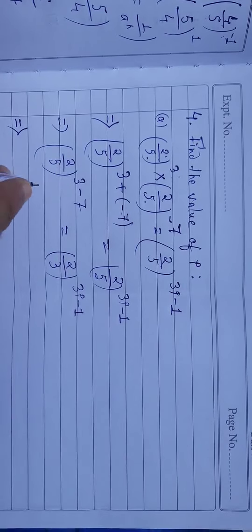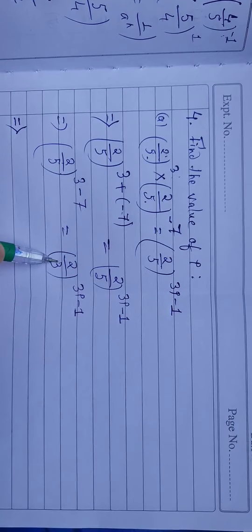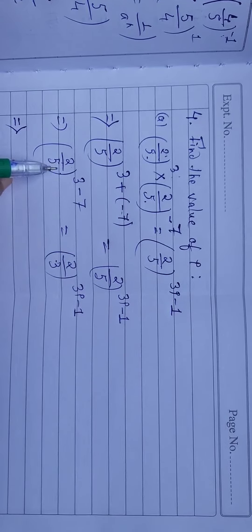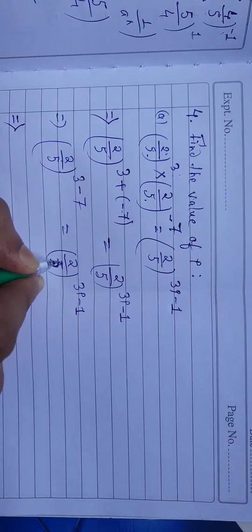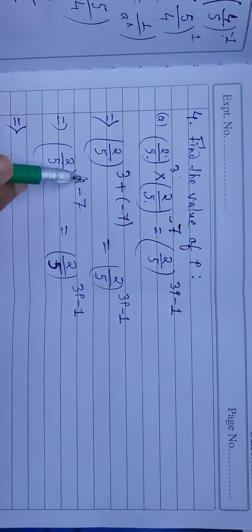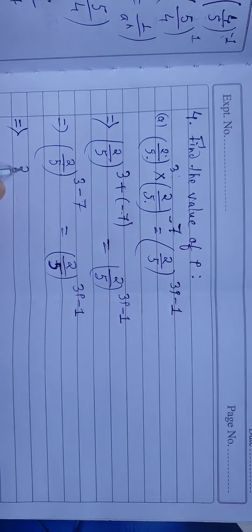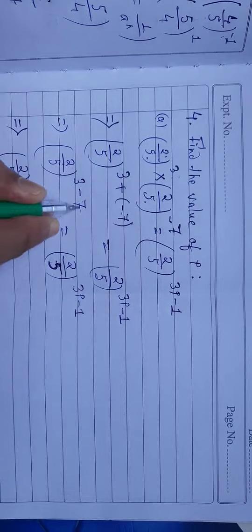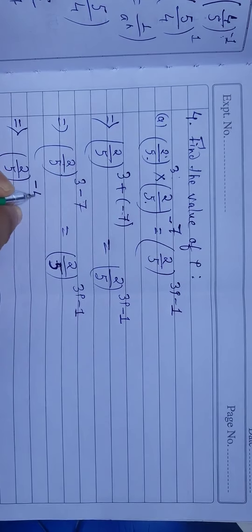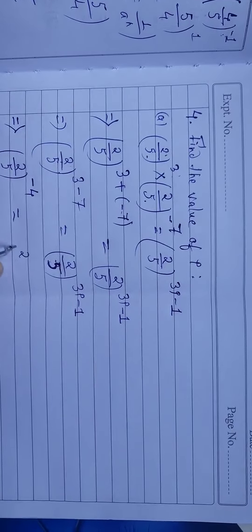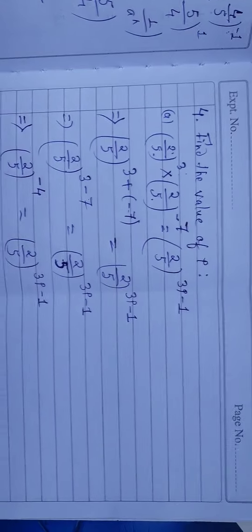Now here you can see, since both the bases are equal, 2 by 5 and here also 2 by 5, powers will be also equal. So we'll solve this and equate the powers. 3 minus 7 is minus 4, equal to 3p minus 1.